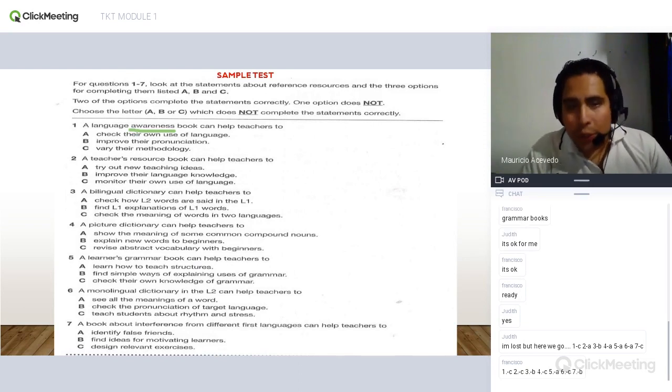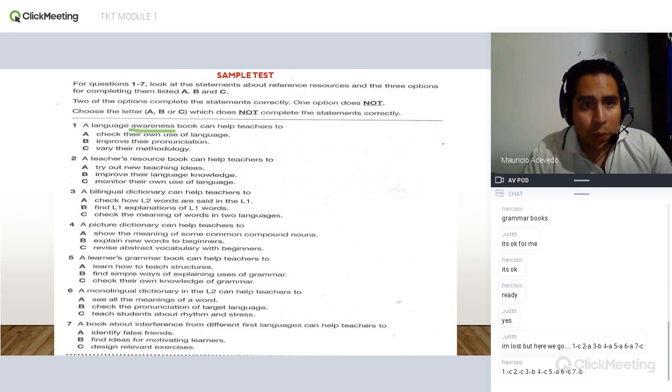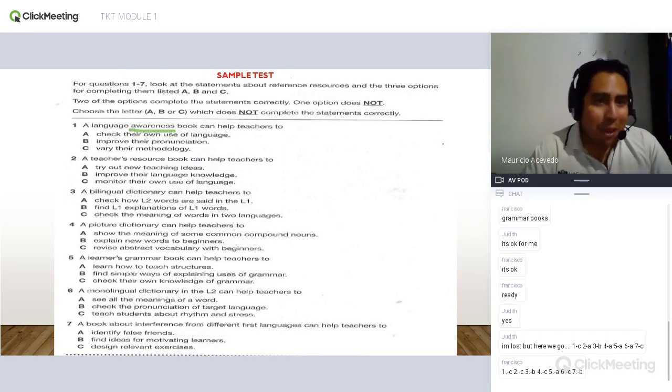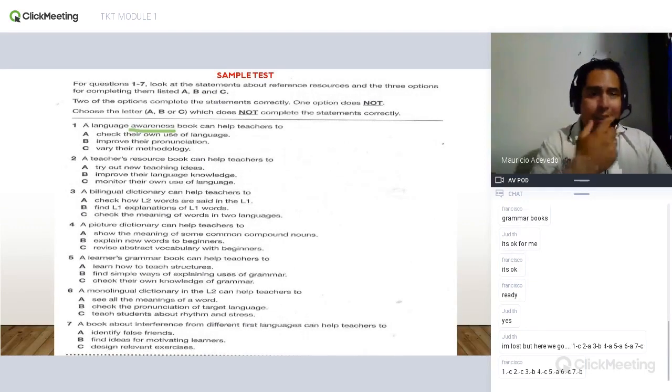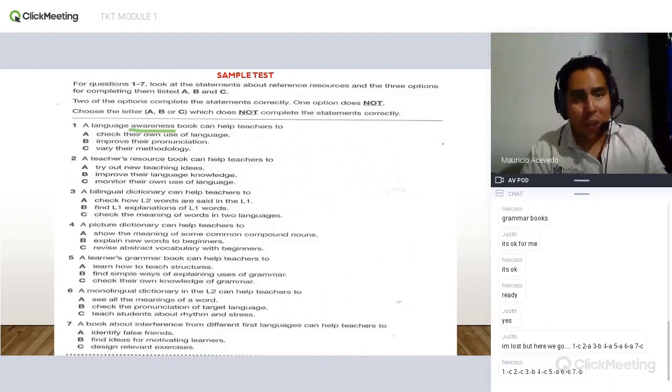Okay. Number three, you both wrote B, find L1 explanation of L2 words. Remember, it's very difficult that in a bilingual dictionary we have that, so I totally agree with you. We only have the translation, let's say, but not the meanings.